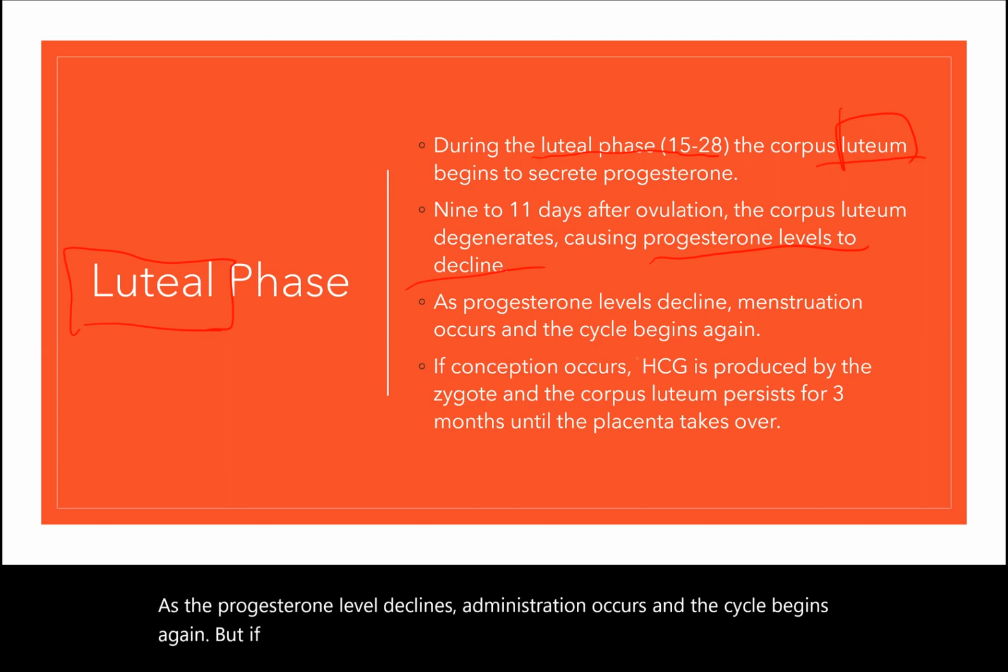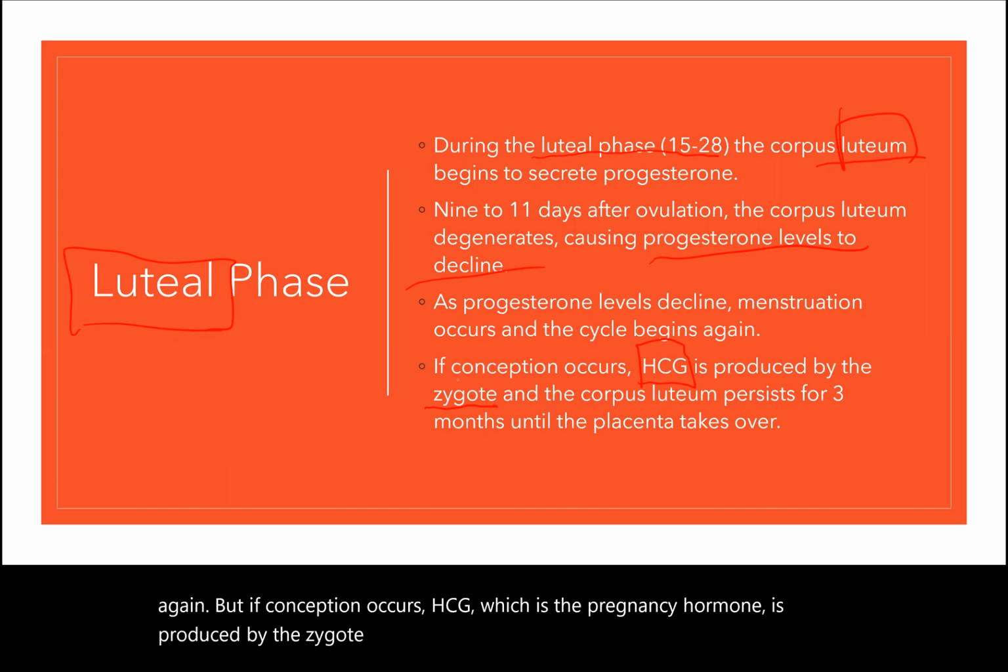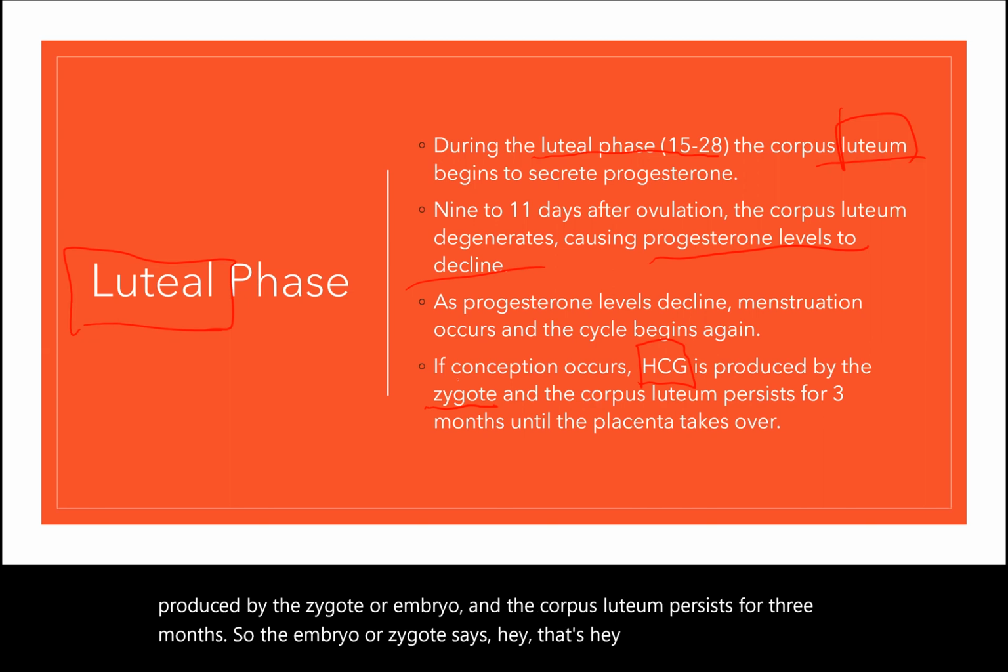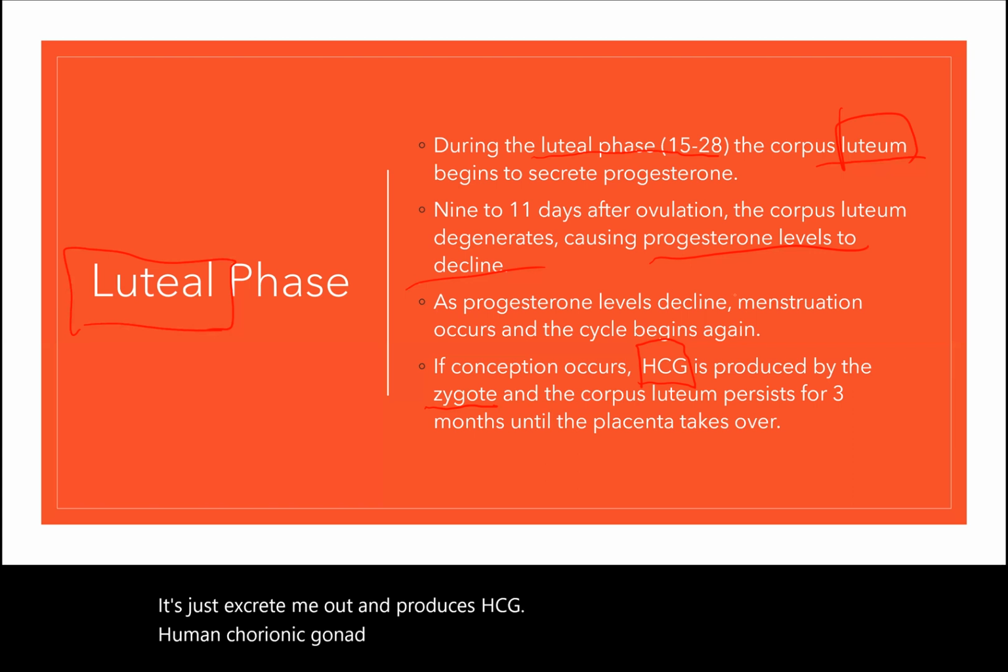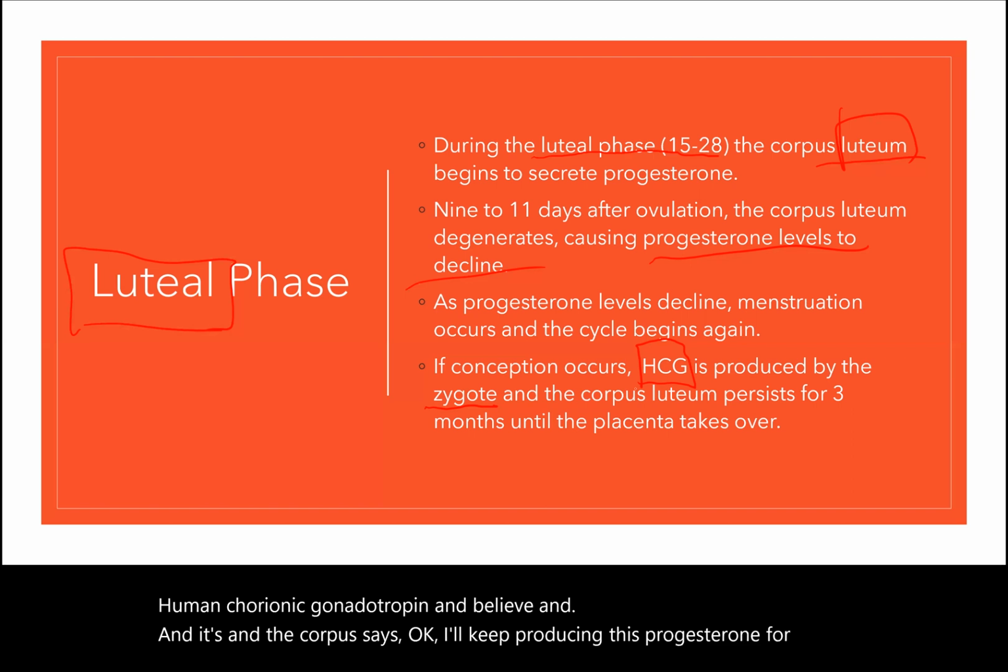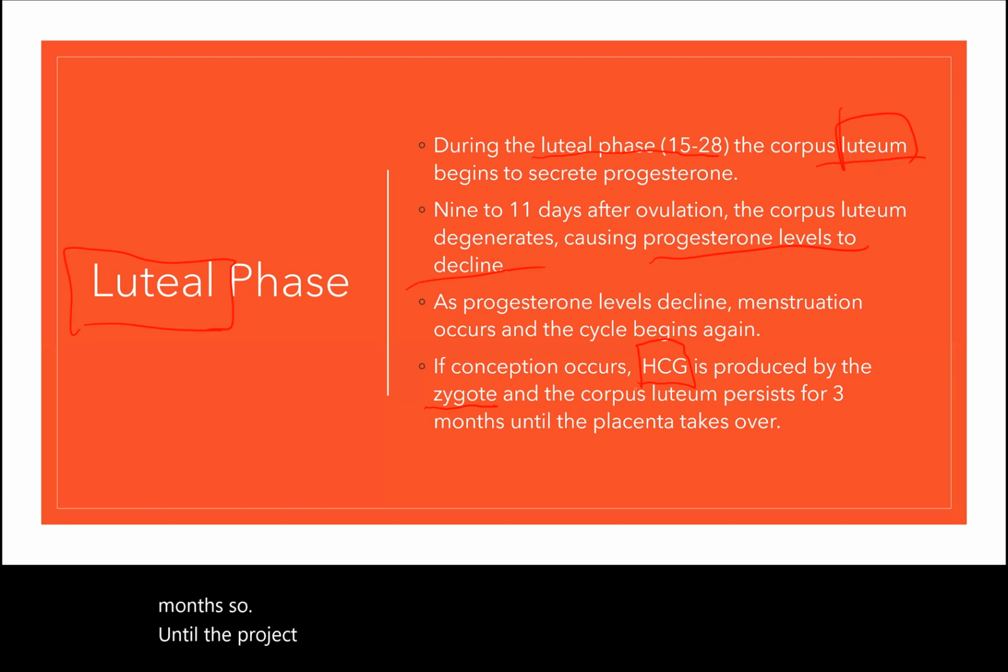But if conception occurs, HCG, which is the pregnancy hormone, is produced by the zygote or embryo, and the corpus luteum persists for 3 months. So the embryo or zygote says, hey, I'm here. Don't just excrete me out, and produces HCG, human chorionic gonadotropin, I believe. And the corpus luteum says, okay, I'll keep producing this progesterone for 3 months, so until the placenta takes over, so I can help you out.